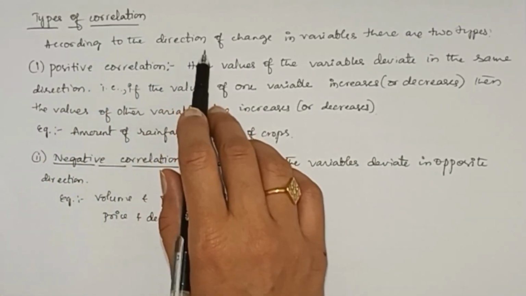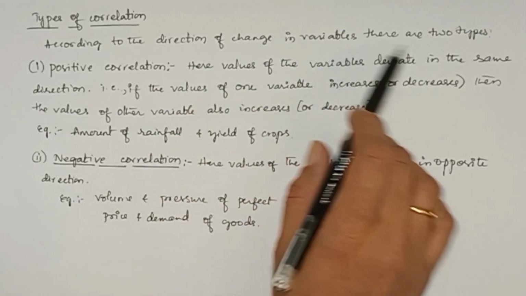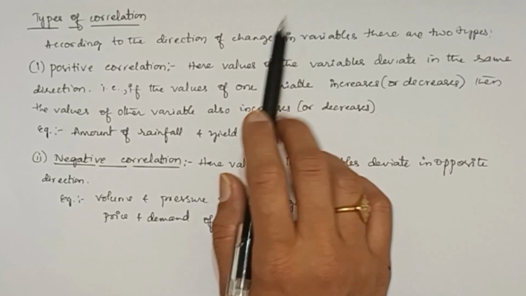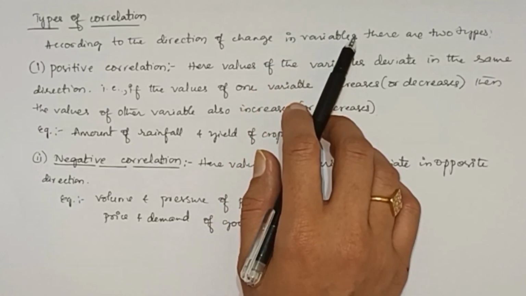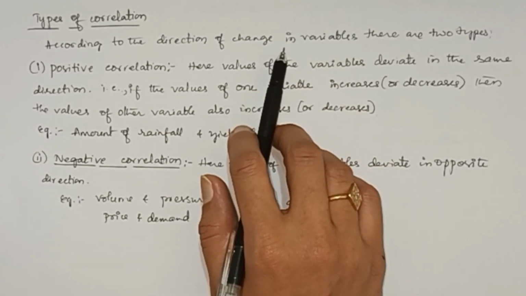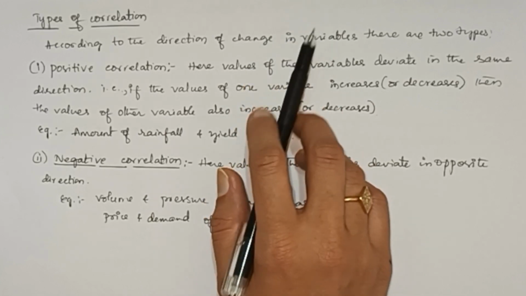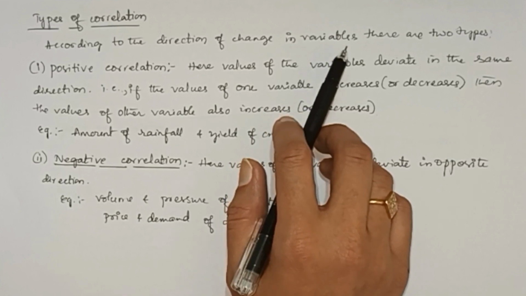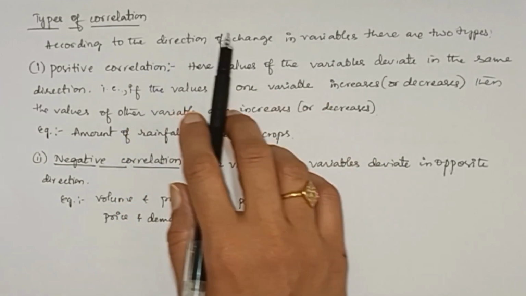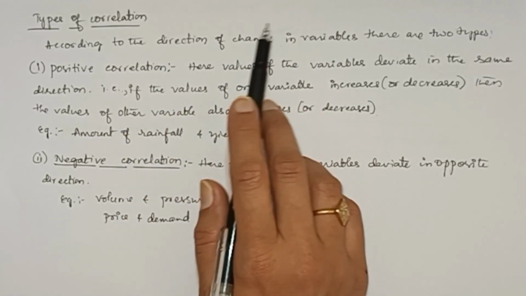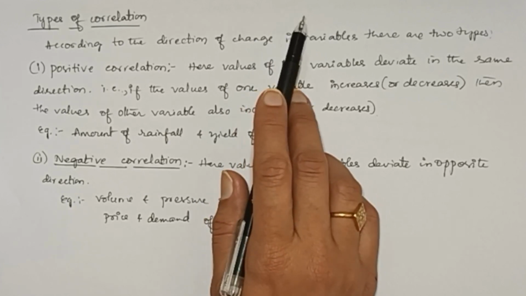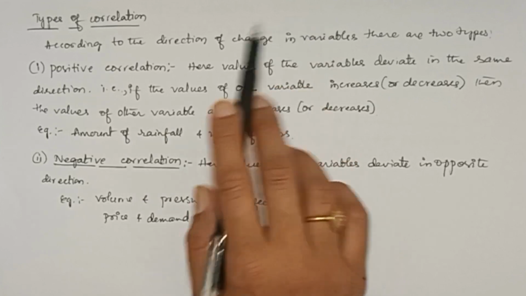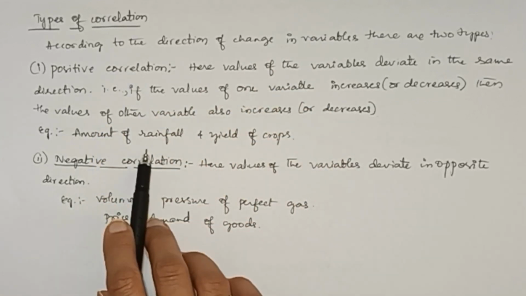So according to the direction of change in variables, there are two types. As there are two variables, if one variable affects the other variable, that is, a change in one variable affects the other variable, then we can name one variable as the dependent variable and another as the independent variable. So according to the direction of change, how the dependent variable changes when the independent variable changes, based on that, there are two types of correlation.